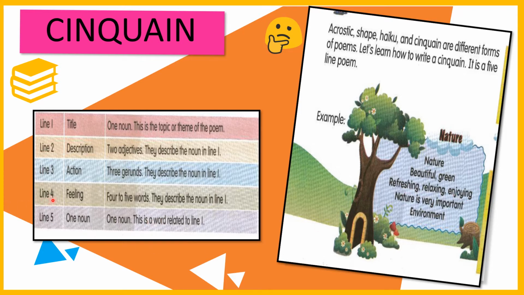And then line number 4, feeling. So you can write 4 to 5 words and they describe the noun. For example, nature is very important. So we use 4 words here. And for the last line, line number 5, we have to use one noun. This noun is a word related to line number 1. So for line number 5, we use the word environment, and the word environment is related to the word in line number 1, nature. So this is basically how to write a CINQUAIN.